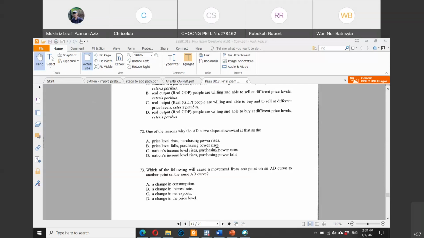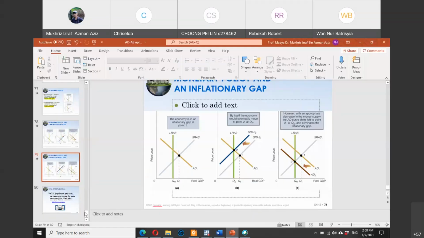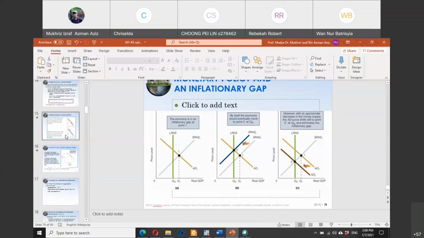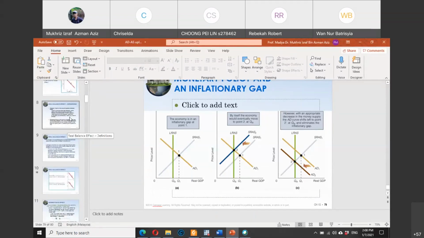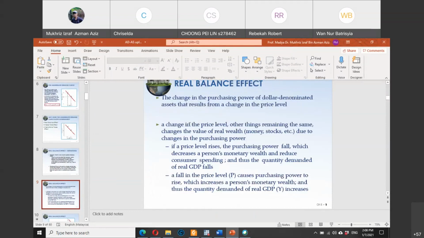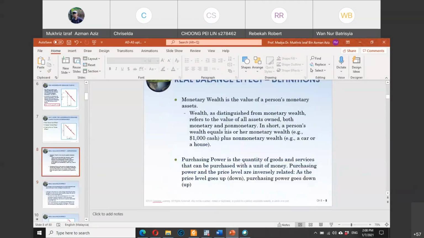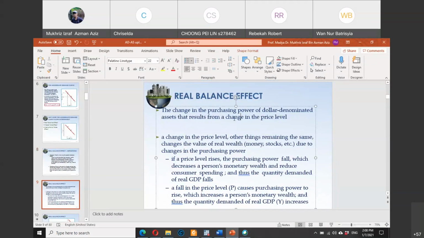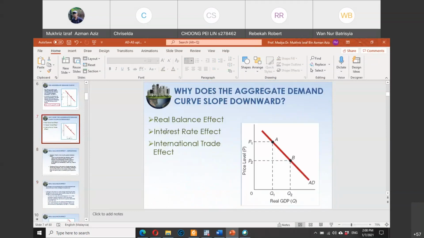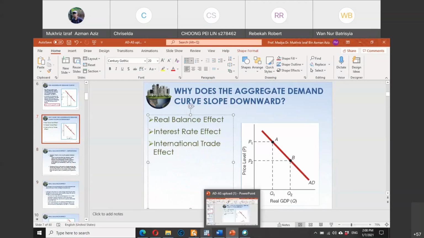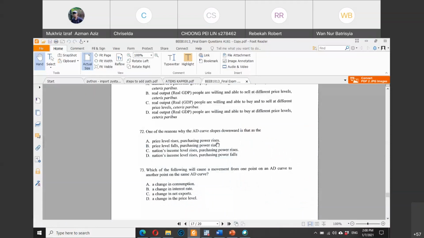So we also talk about the purchasing power or the wealth effect. You can check back your slides when we discuss this factor. Why does the curve slope downward? The real balance or the wealth effect. We're talking about the purchasing power factor. We only discuss these three factors: real balance, interest rate, and international trade. So the question you see here is talking about the real balance effect, when we talk about purchasing power.